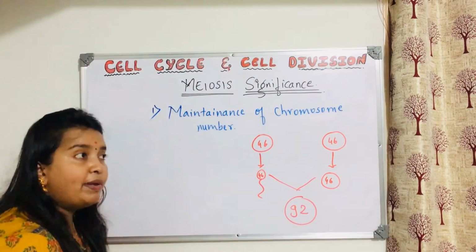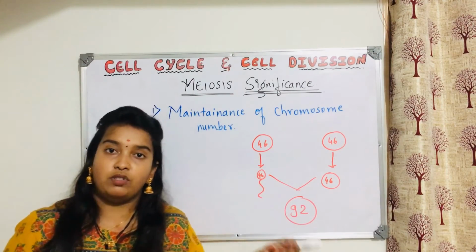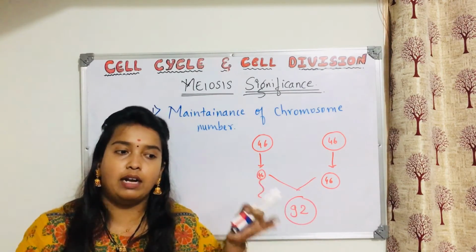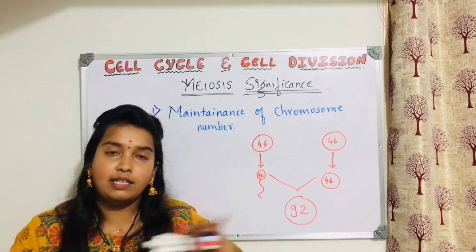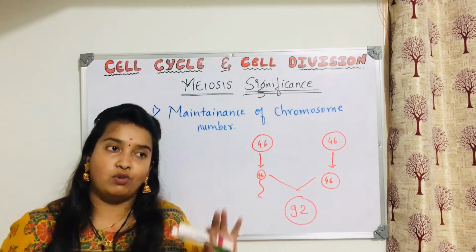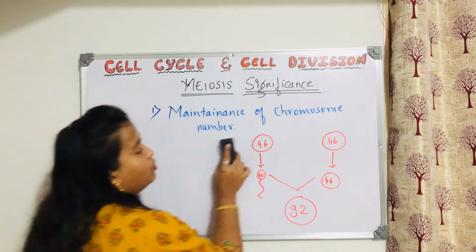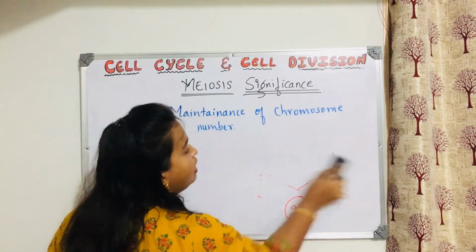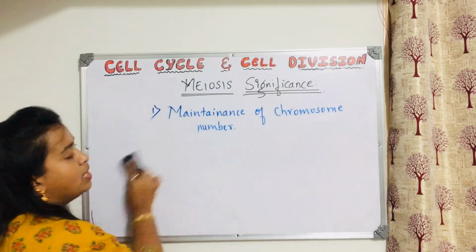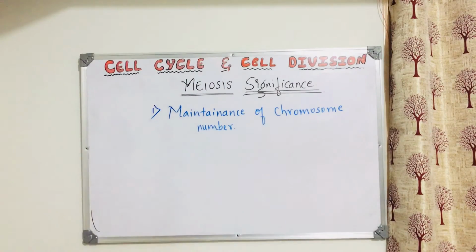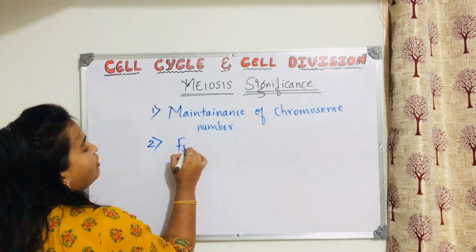If that happens and the chromosome number of the species is not maintained, then it will not remain as that species. Many things can happen if that happens. So meiosis is very important to maintain the chromosome number in all organisms. This is one thing. The second reason meiosis is important is the formation of gametes.